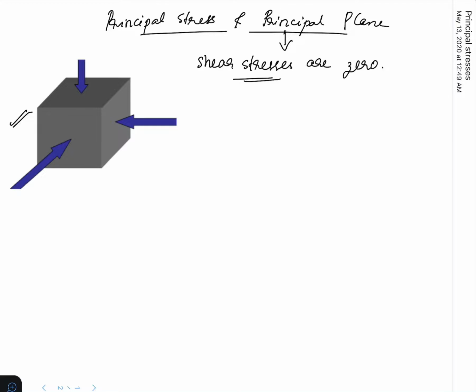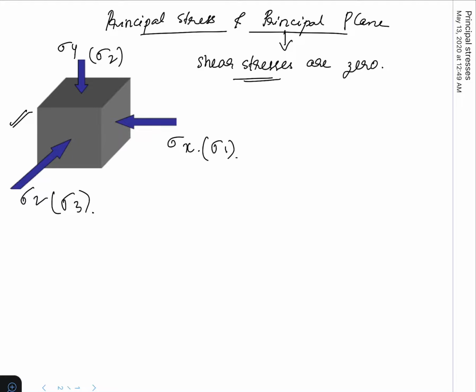That plane is called a principal plane, and the normal stresses acting on those planes, let us represent them as sigma x, sigma y and sigma z. Those stresses are called principal stresses. Normally we represent them as sigma 1, sigma 2 and sigma 3. This we represent as sigma 1, this as sigma 2, and this as sigma 3. So that is what is meant by principal plane and principal stress.